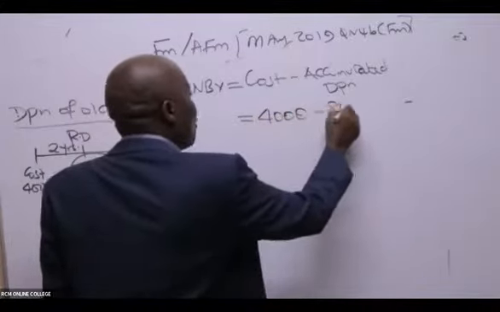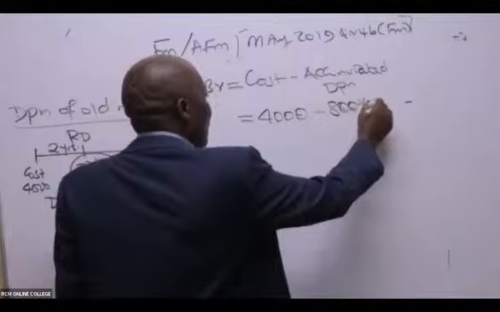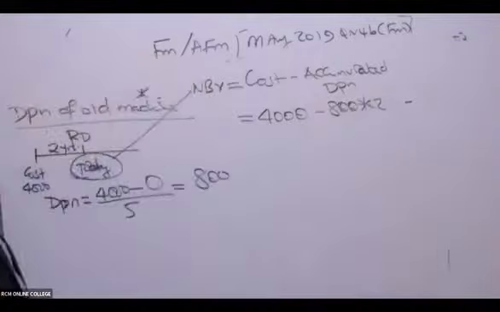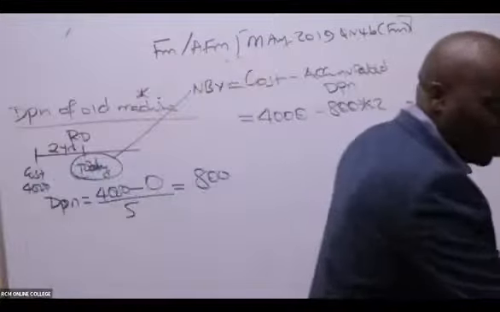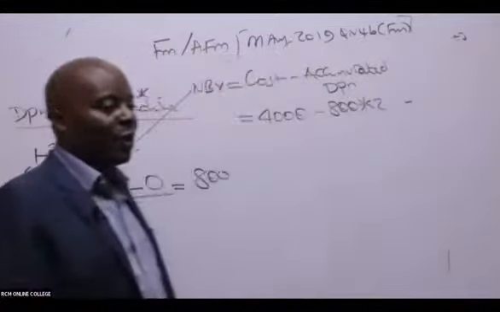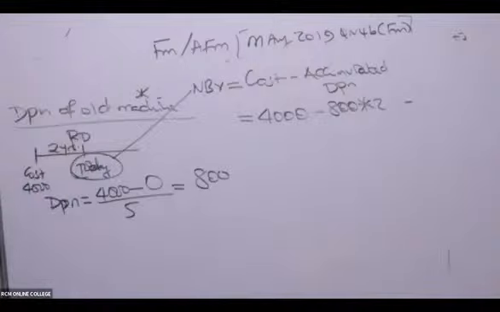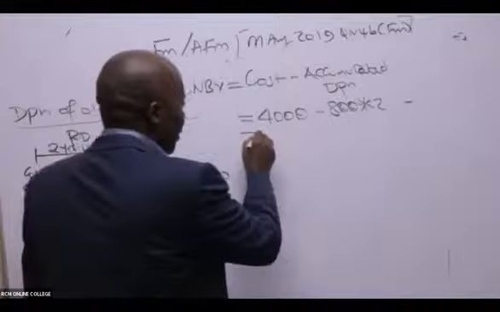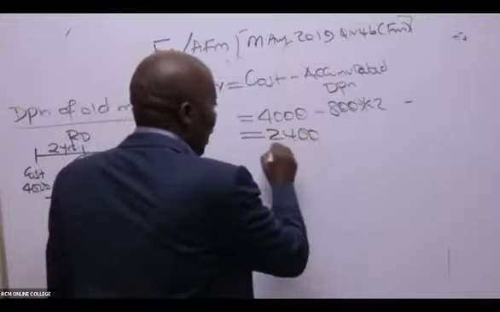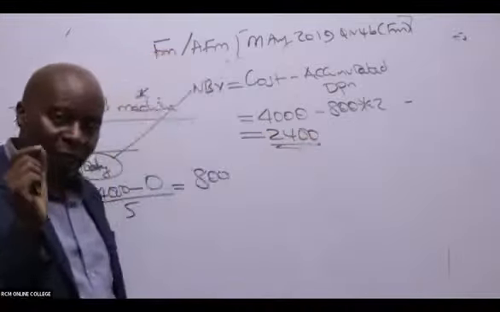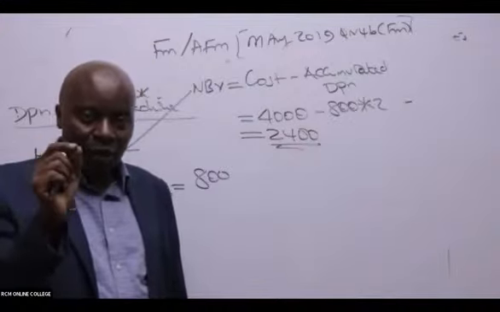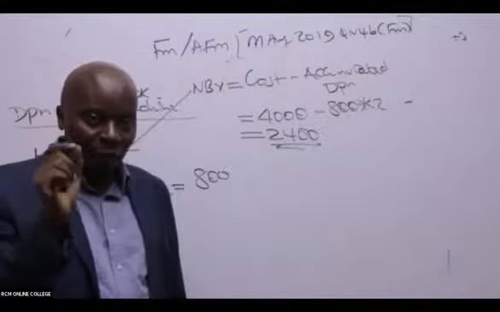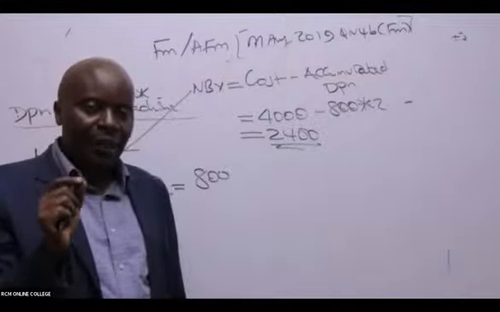Depreciation is 800 per year. But remember, we acquired this machine 2 years ago. So then this gives me a net book value of 2,400 as of today. 2,400 is the net book value.